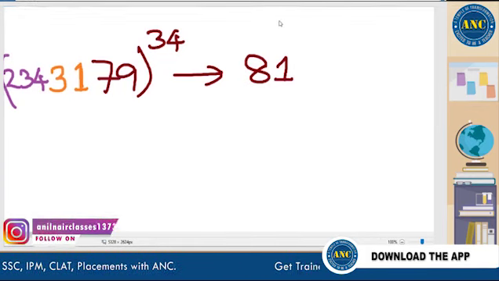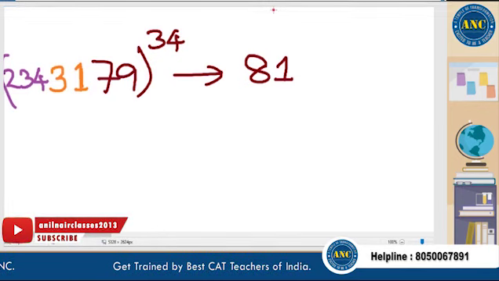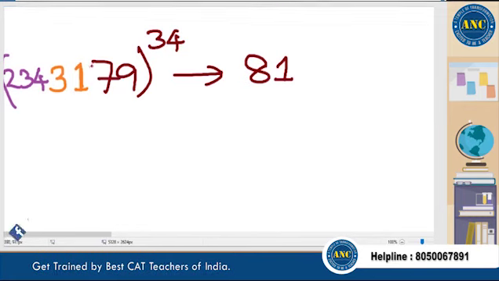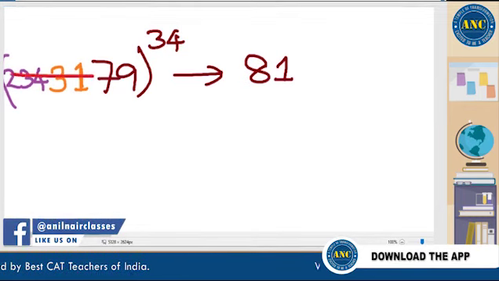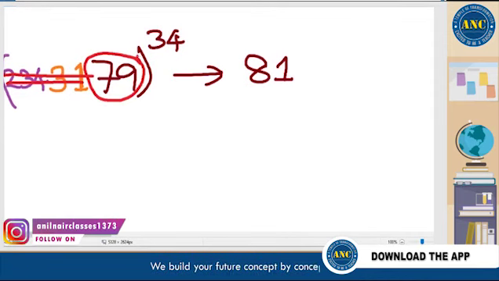We are interested in finding the last two digits of a number. Because we are interested in finding only the last two digits, I am least bothered about the remaining digits. I am interested in only picking the last two digits in the base also. I hope it is clear.